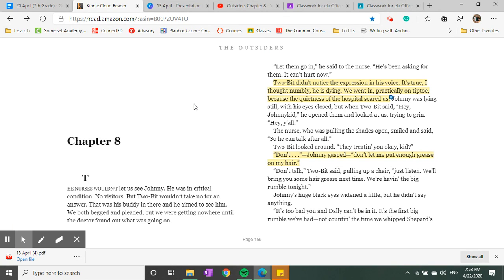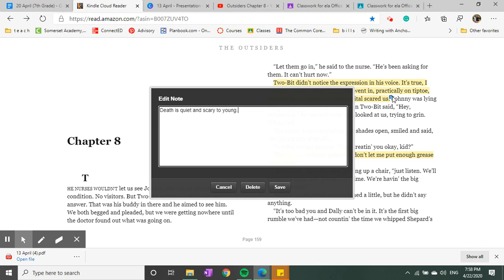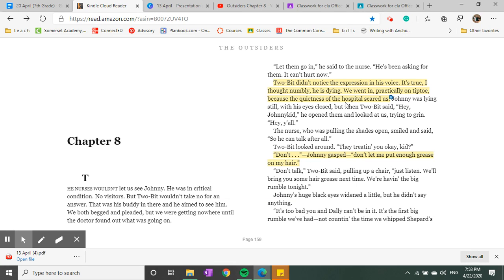If we go into chapter 8, there's a couple annotations that I made. You're going to see all the ones in yellow. If you want to steal one of mine, you can, but I wanted you to be able to do your own if you are annotating, which made me super happy. For example, something this whole chapter deals with is the theme of death. Death is quiet and scary to young people, especially Two-Bit, which is something you might notice. If you want to also make that a characterization of Two-Bit, I don't mind.